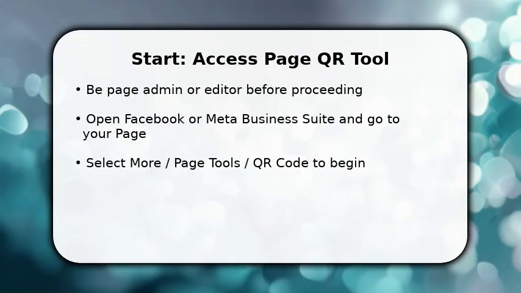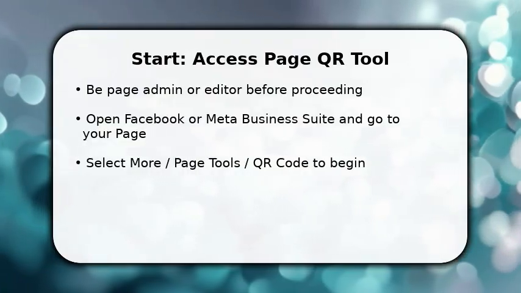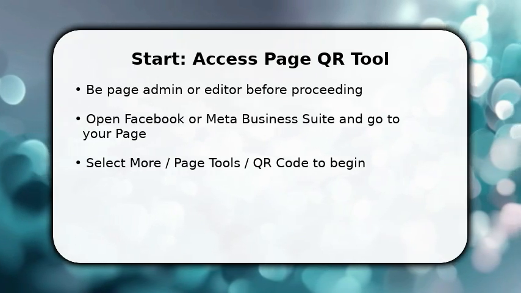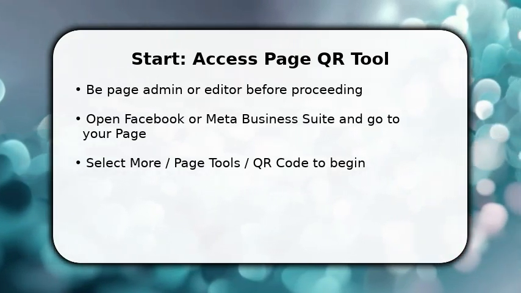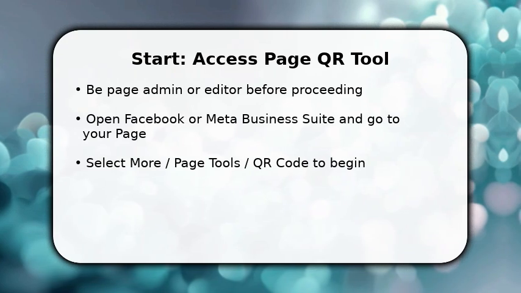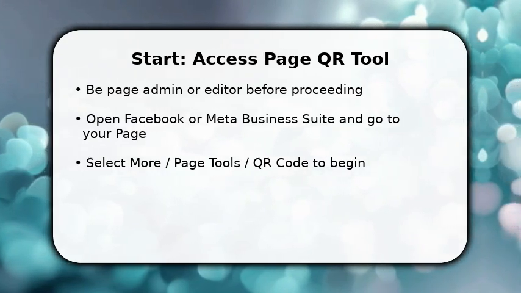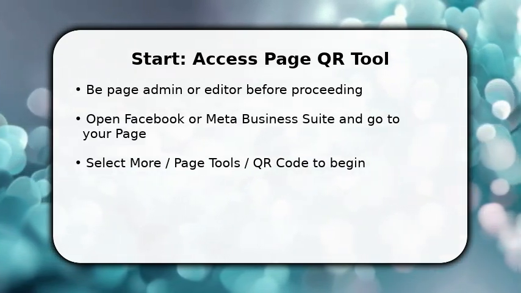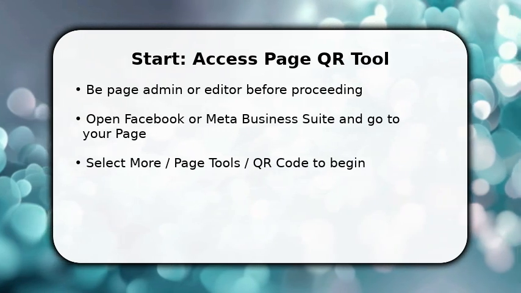You're ready to create a QR code now. Sign into the Facebook account that manages the page and open the page itself. Once on the page, make sure you have admin or editor privileges. Without them, you can't generate page assets.